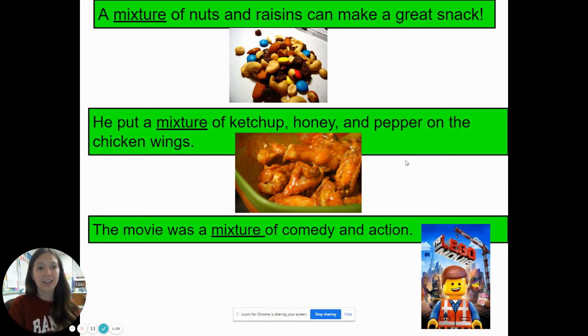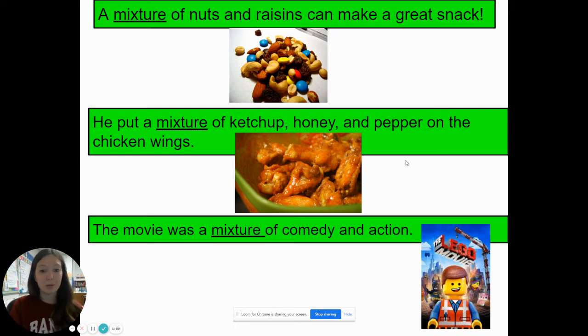Your next one, he put a mixture of ketchup, honey, and pepper on the chicken wings. So that's definitely a mixture because we know it's a mixed condition. He has put the ketchup, the honey, and the pepper all together and combined them or mixed them to make that sort of rub or glaze for those chicken wings.